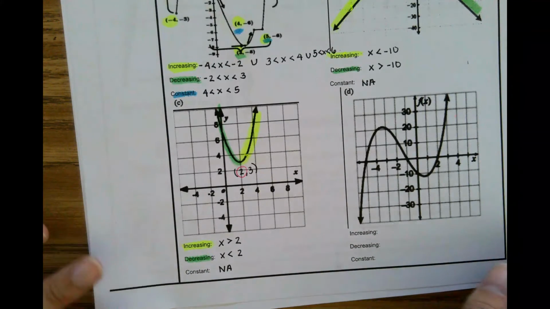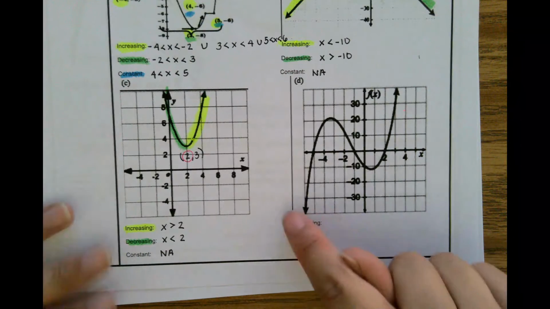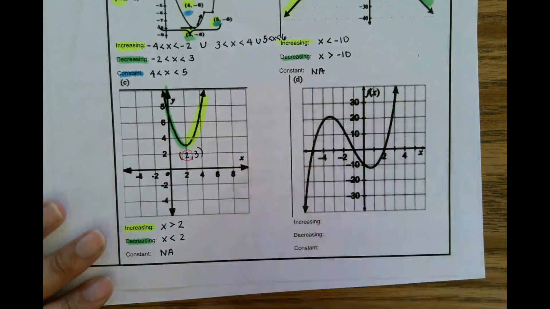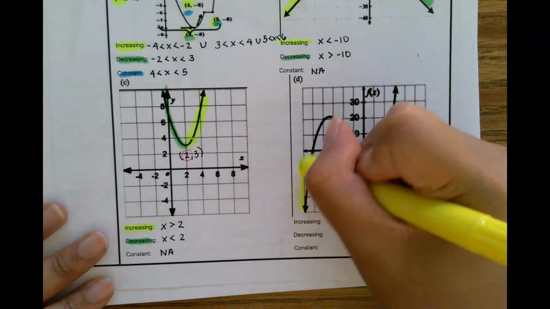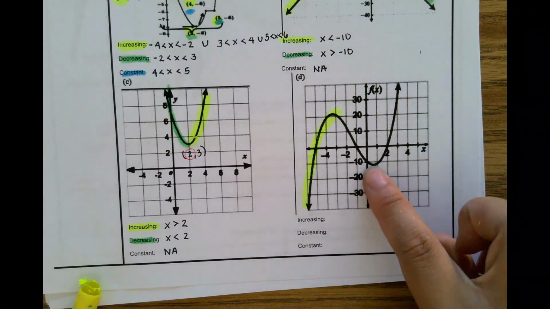Okay. So here's the next part. First I'm going to go left to right. So here, I'm increasing. Then when I continue tracing, now I'm decreasing.